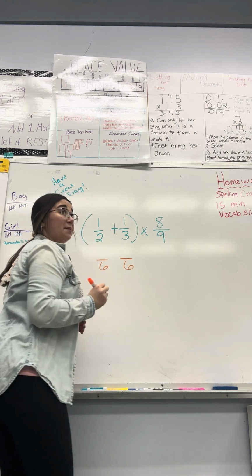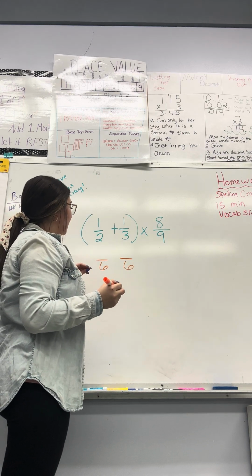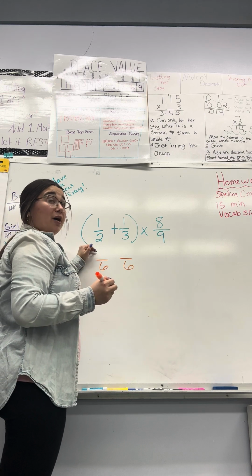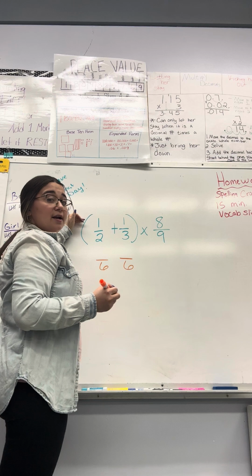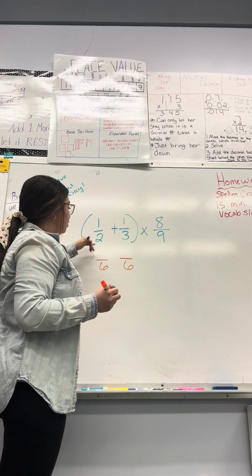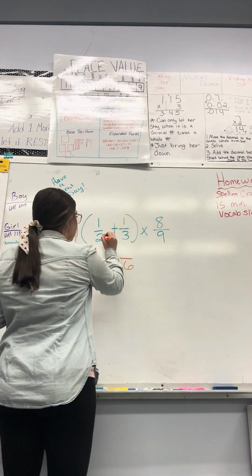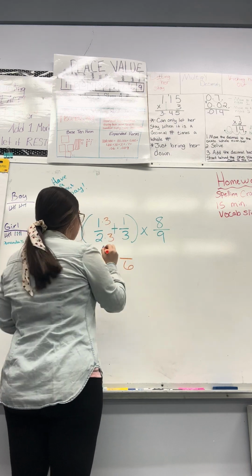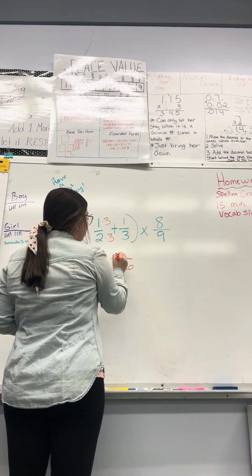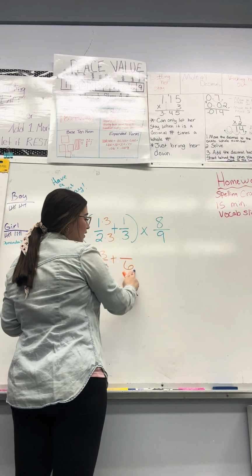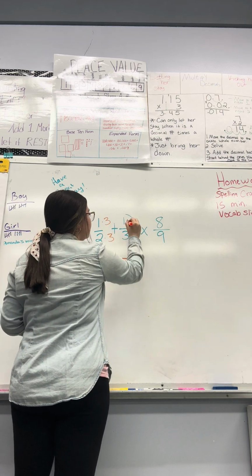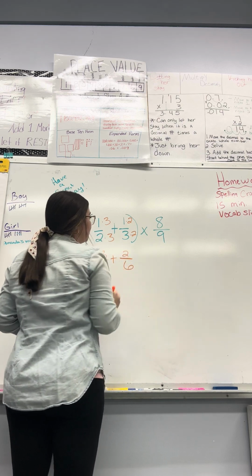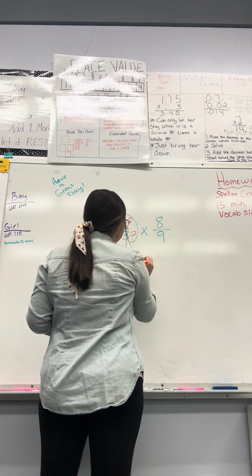Okay. So with that being said, what I do to the bottom, I have to do to the top, right? So how many times does 2 go into 6? Perfect. 3 times. I have to times my top number by 3. So what's 1 times 3? 3. Perfect. And then how many times does 3 go into 6? Perfect. 2 times. So what's 1 times 2? 2. Perfect.